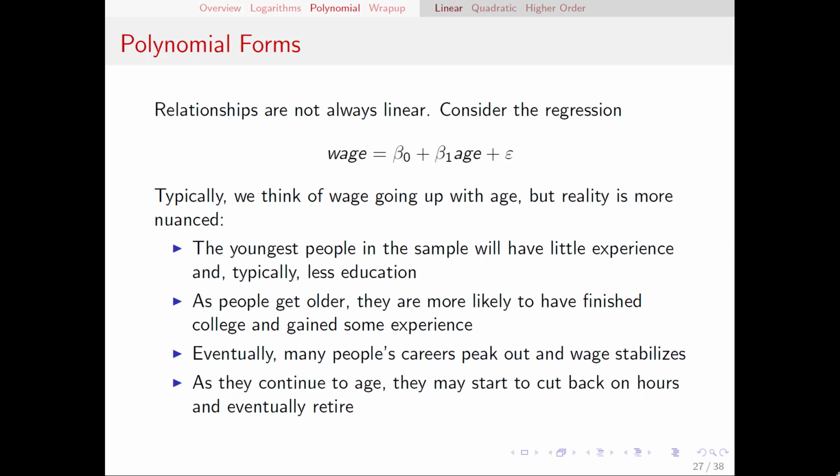Certainly when you're younger, as you get older, wage is going to go up, but most people have a career that eventually peaks out, and as they get older, their wage might stop changing, or it changes more slowly, and eventually people might start cutting back their hours, working less, so their pay is going to go down. What we learn from this is that reality is nuanced. Nuanced in a way that a linear equation can't capture. Our goal here is going to be using polynomials to get a little bit more nuance into our regressions.